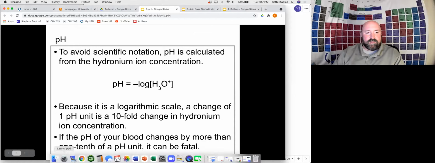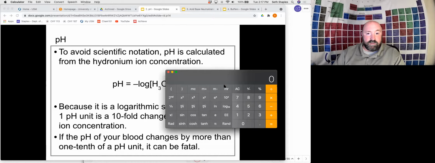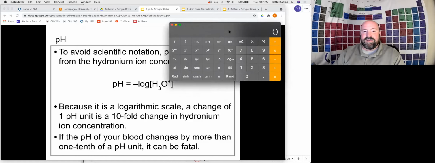As far as putting something like this into your calculator, it will depend on what type of calculator you're using. Say we want to calculate the pH of a solution with an H3O plus concentration of 0.025. Using a calculator like this, you would put in your 0.025, then hit your log button. Then we want the negative of that. So that solution would have a pH of 1.6.